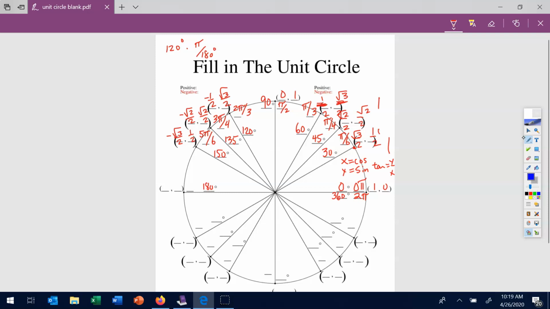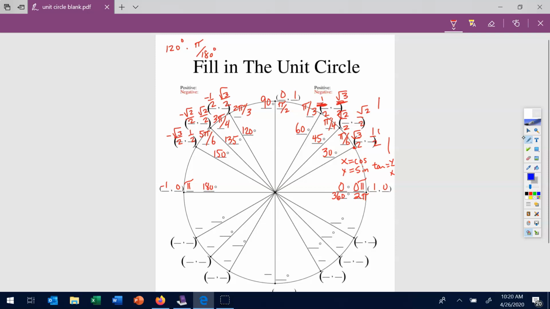Okay, so for the 180 degree, we didn't write down the radians for this. That's pi radians, and the ordered pair, of course, is -1, 0. So that means cosine 180 degrees is -1, sine 180 degrees is 0, and tangent for 180 degrees is actually 0, because 0 divided by -1 is 0. Okay, so we're just going to keep on following the same routine.